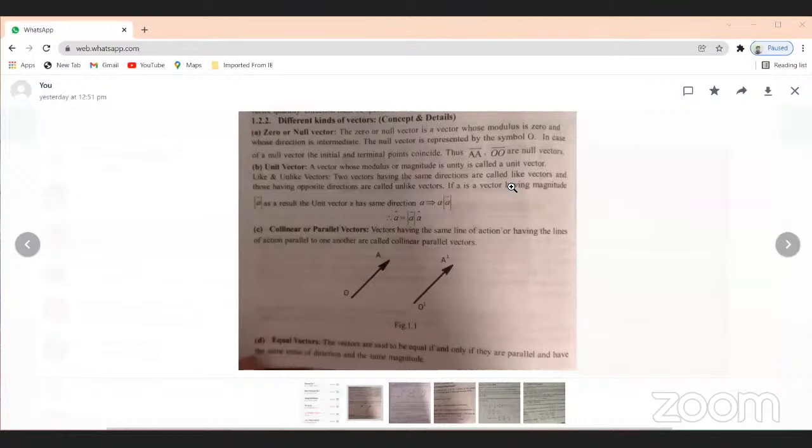Write the definition. The zero or null vector is a vector whose modulus is zero. Its symbol is O, with an arrow, like this. The symbol is zero.